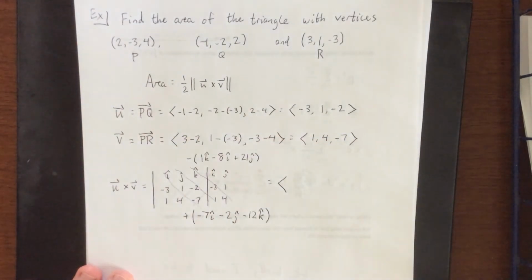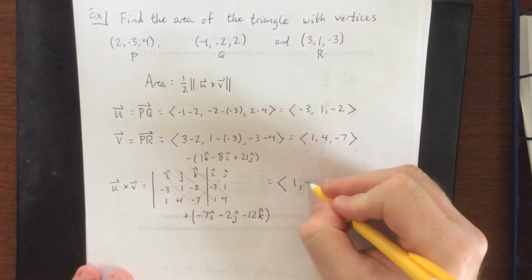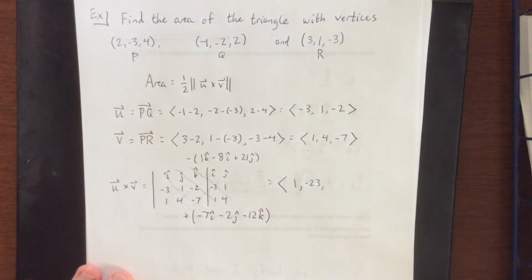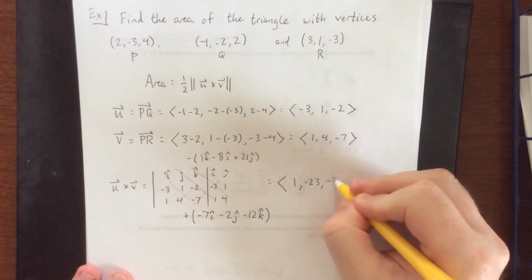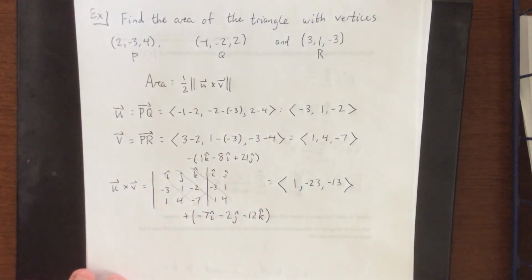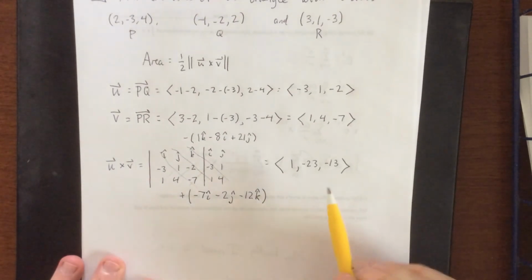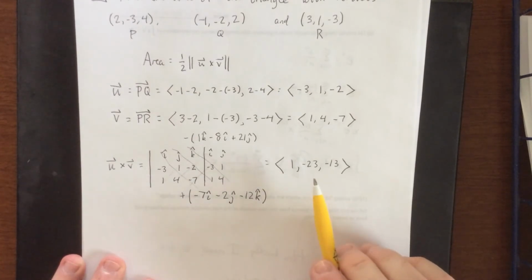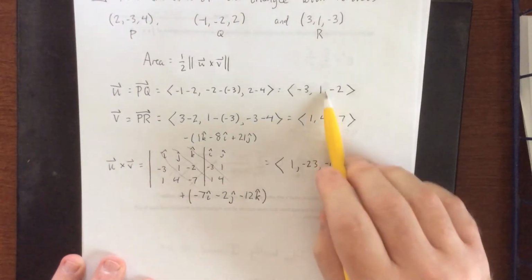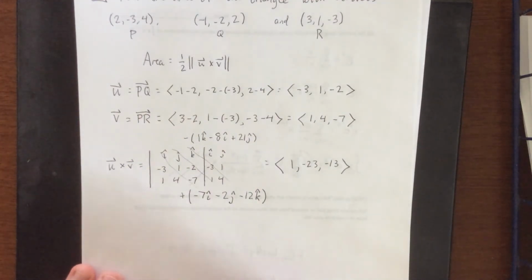Then it's simply a matter of combining all of the like terms that we have. So that's -7 minus -8 for the i component. That'll be 1. For the j component, -2 minus 21. That'll be -23. And for the k component, we have -12 minus 1. That'll be -13. We need the magnitude of this vector, and if you're interested in verifying that this is the correct cross product, what you can do is dot this with each of these 2 vectors and verify that you get 0 for the dot product.